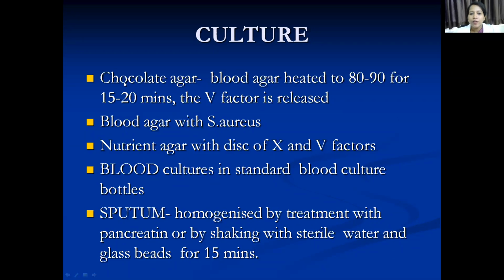Or we can take chocolate agar. What is chocolate agar? It is heated blood agar. We heat the blood agar to 80 to 90 degrees centigrade for 15 to 20 minutes. What will happen? Factor V will be released from the cells, which will help in the growth of Haemophilus.